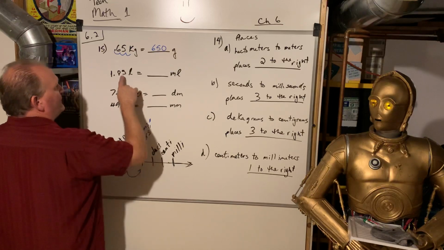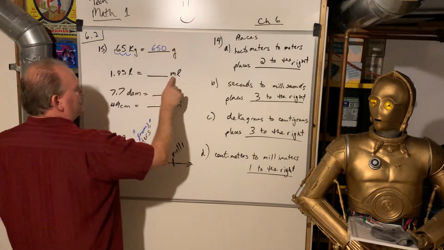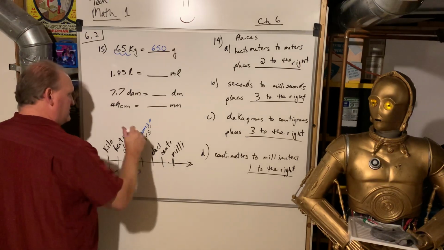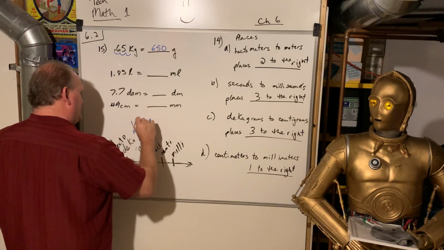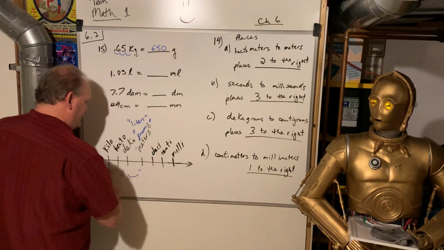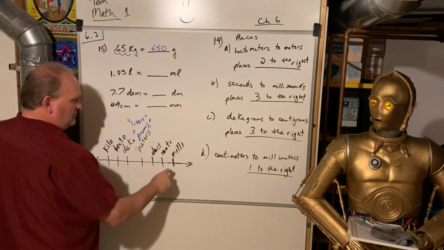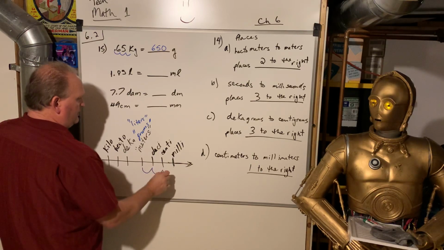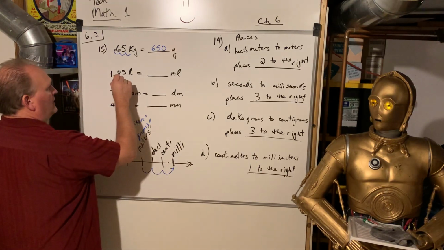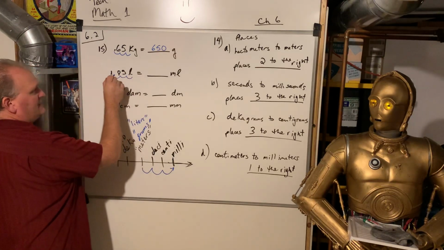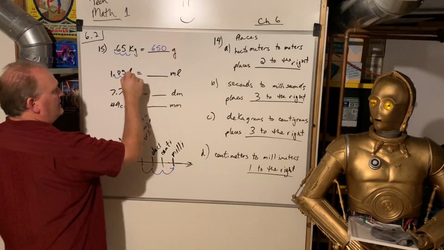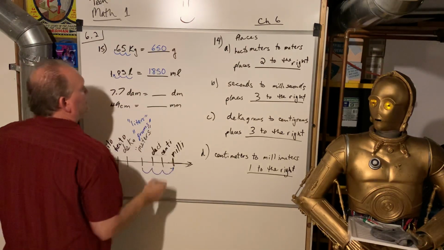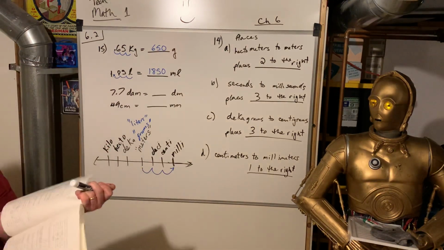All right. What if I'm going from liters to milliliters? Liters is right here, the standard. To milliliters, 1, 2, 3 places to the right again. The decimal was between the 1 and the 8. Now there's going to be a 0 added on. 1,850. Alrighty.